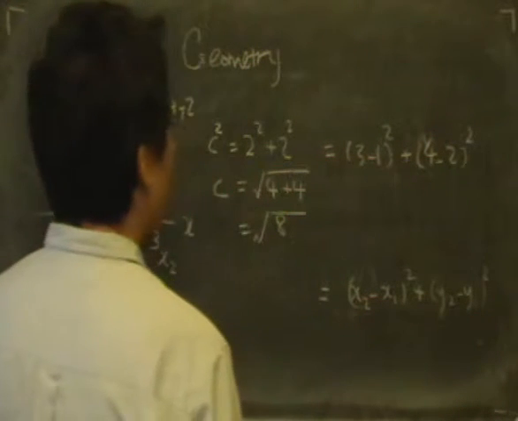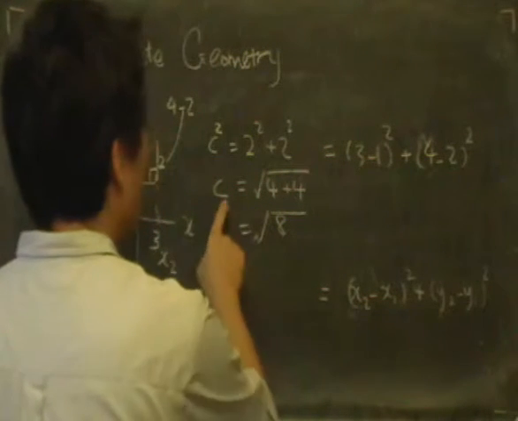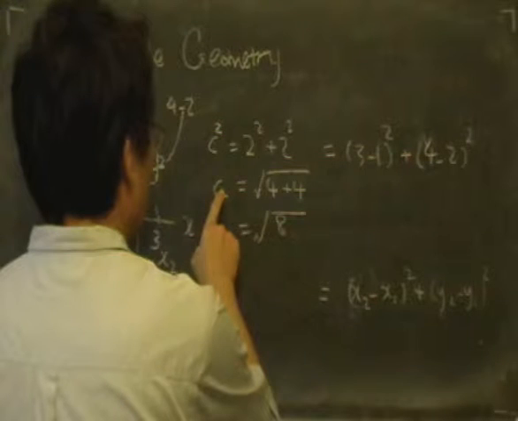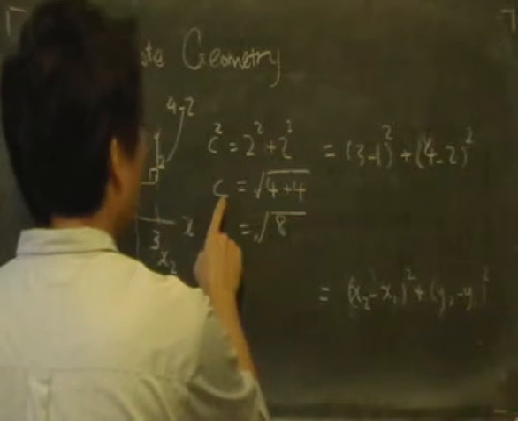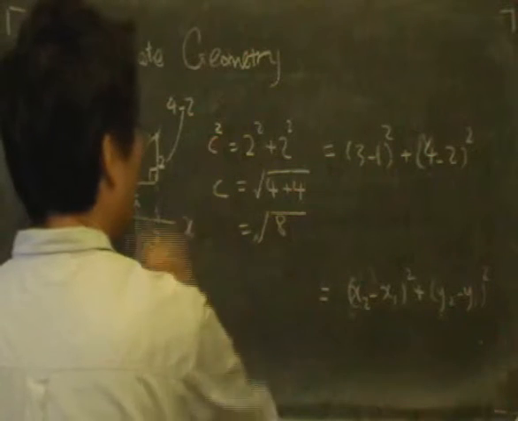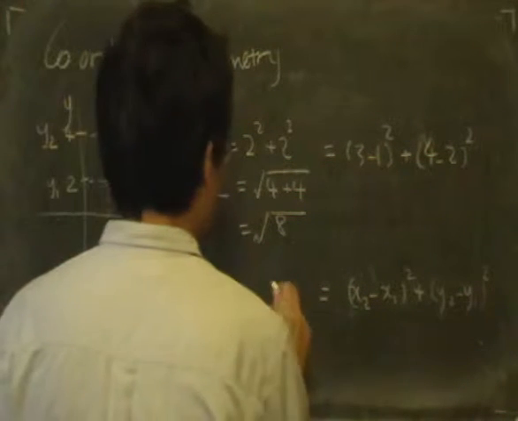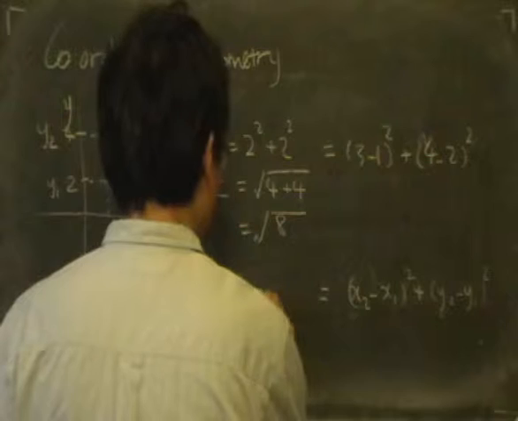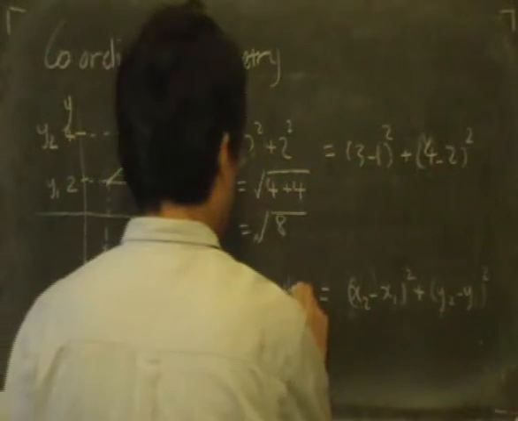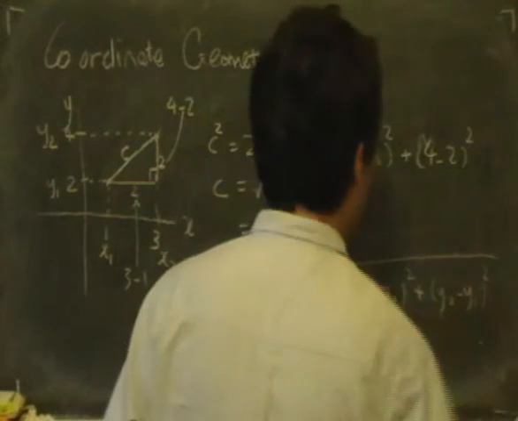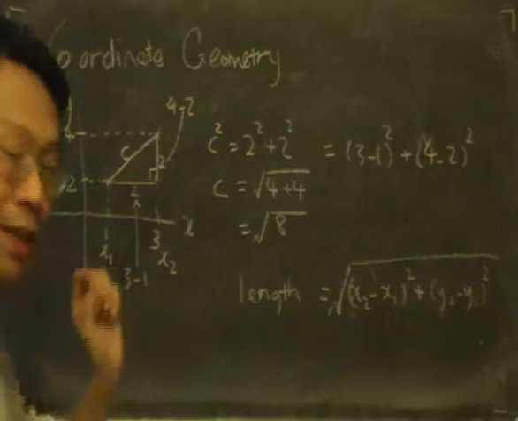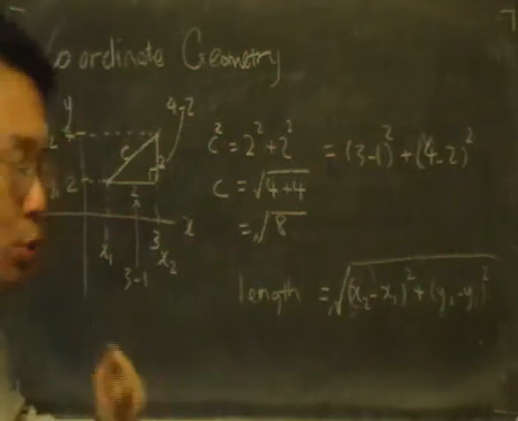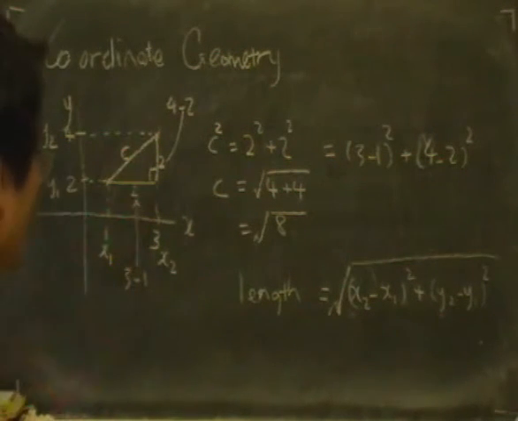Let me just complete the formula. We need to take the square root before we get the actual length. Before that, it is the length squared. So the length would be the square root of that. Now we have a formula for the length of a straight line joining 2 points on the xy plane.